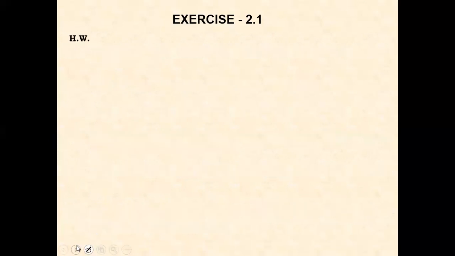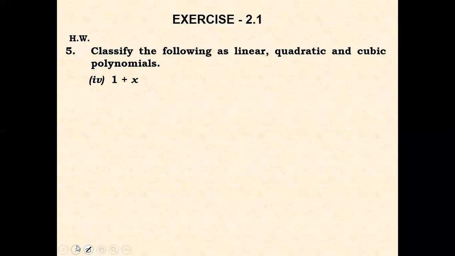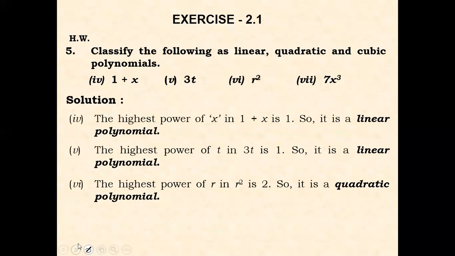I hope you understood all these questions. Now classify the following as linear, quadratic and cubic. So here we have the highest power of x as 1, so linear polynomial. In the fourth part, the polynomial has the power 1. X has the power 1 here. We can assume x to the power 1. So this is a linear polynomial. In the second part, again we have the power 1 here. 3t to the power 1 can be assumed, so it's a linear polynomial.